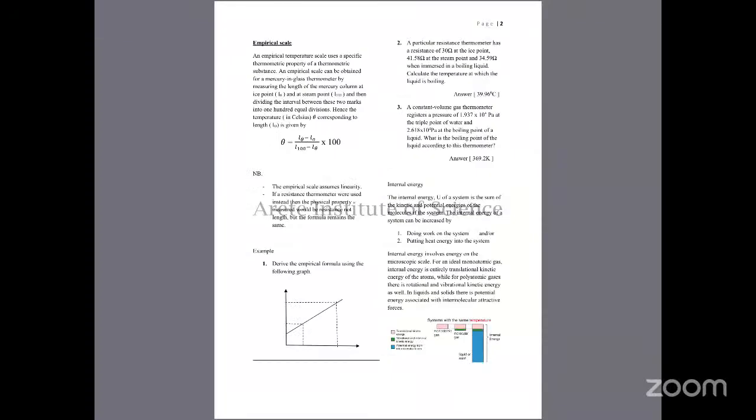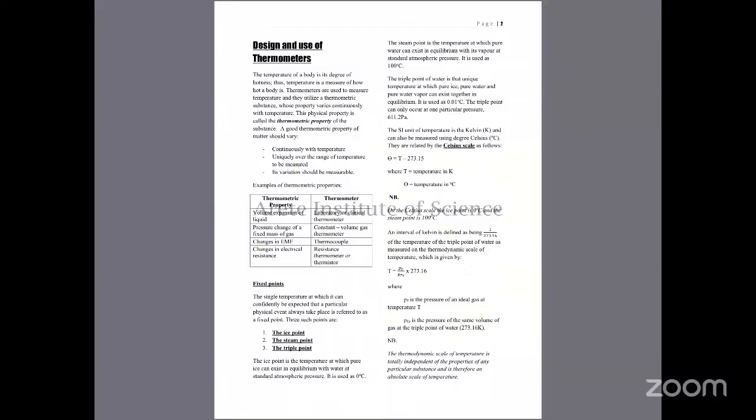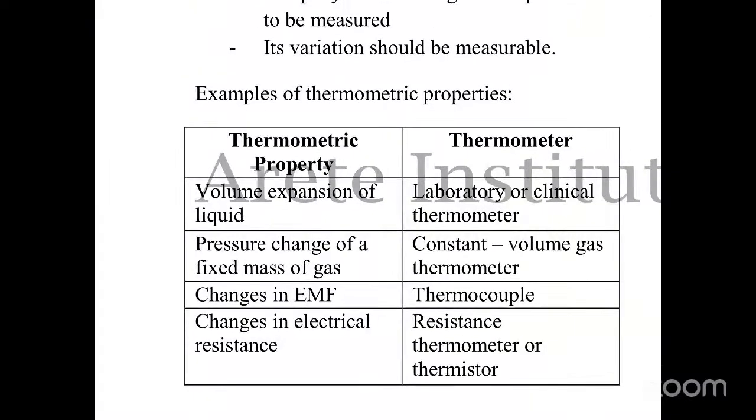So I remember last day we talked about thermometric properties, and different thermometers have different thermometric properties. For example, a simple liquid thermometer: when you heat it, the mercury inside will expand. And we said that we can take those values and convert them into a temperature reading. That's what we spent some time on.